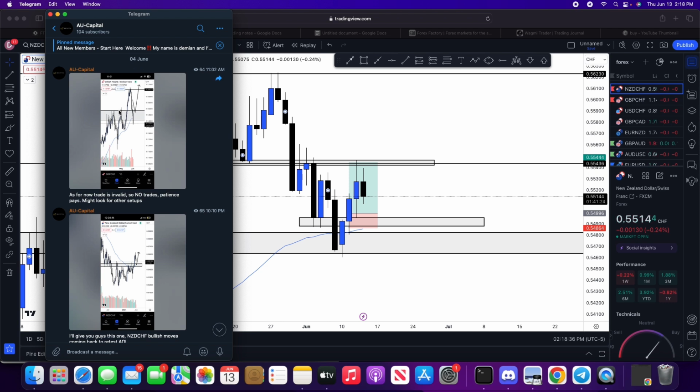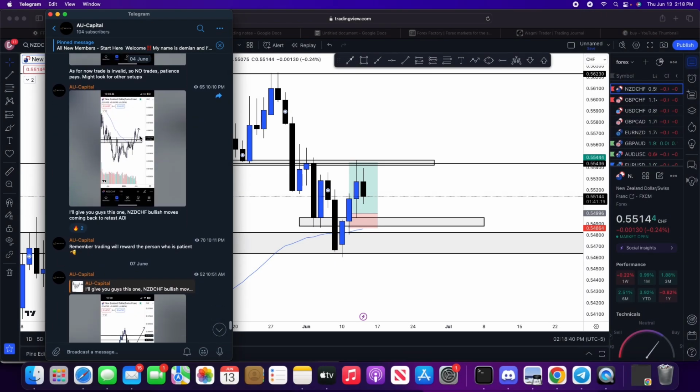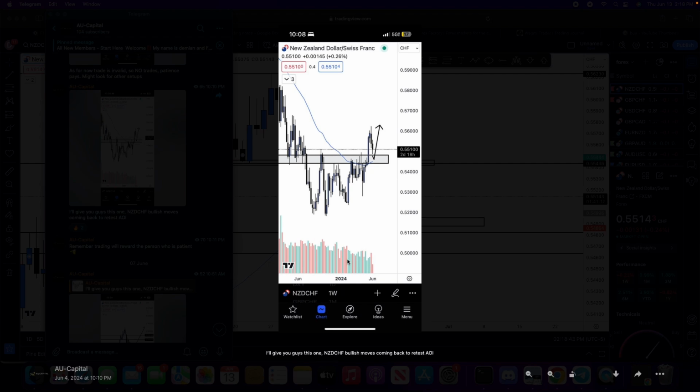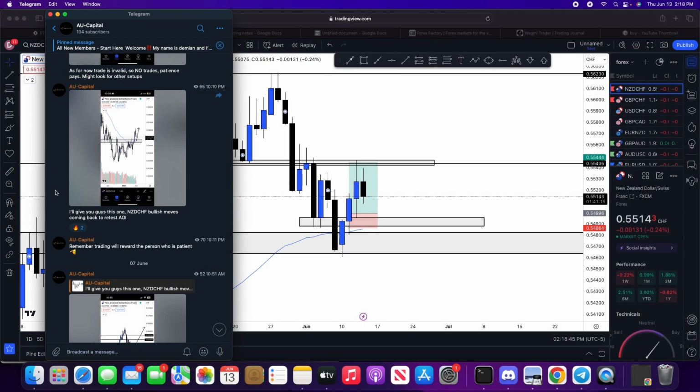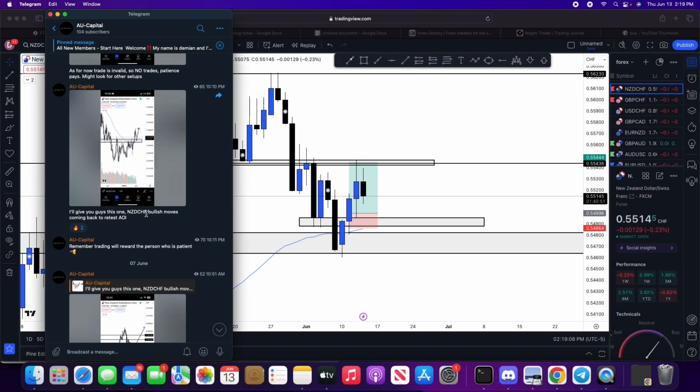On the 4th of June, right here, I actually sent it out to the Discord. This is NZD CHF, where basically I said NZD CHF bullish moves coming back to retest this area of interest. I was anticipating some bullish moves off of this area of interest. We have that 50 MA coming right underneath price. This is a weekly time frame, so we have support, resistance, broke above, come back to act as potential support.